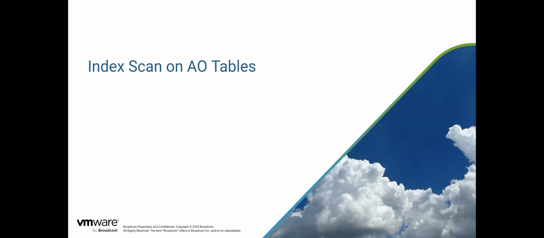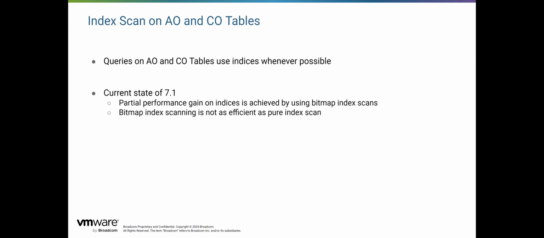So AO are compressed tables, right? Optimized for data appending for big data. So let's talk about what's new and what's the current state in 7.1 and how we improved AO and CO in 7.2. Queries on AO and CO use indexes when possible, but the current state in 7.1 is only partial performance gain, because we only used to use bitmap index scan. We couldn't use pure index scan with AO and CO tables because of all the random accesses, which could be suboptimal. Right.